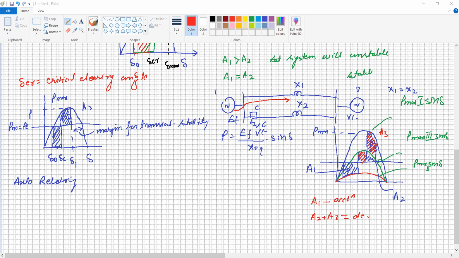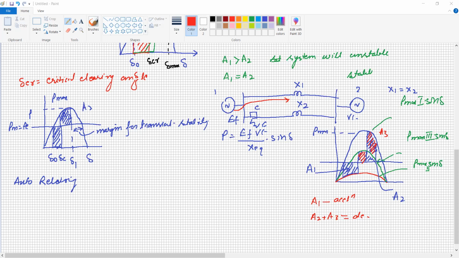Therefore, it is very important to set your circuit breaker. The total operating time of the circuit breaker should be smaller than the time required to become area A1. This is called the critical clearing angle, and the time calculated from this equal area criteria is the critical clearing time. So the circuit breaker time should be smaller than the critical clearing time, which has been determined or estimated from the equal area criteria.